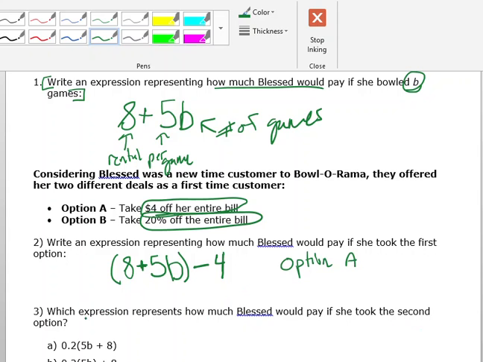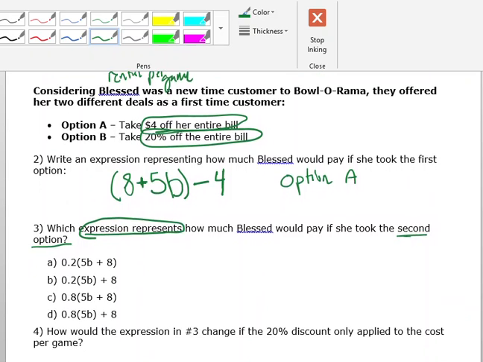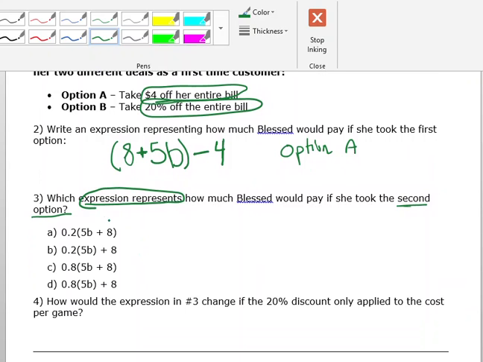Which expression below represents how much Blessed would pay if she took the second option? All right, and so a reminder that the second option is 20% off. Let's come down here. So I have 5b plus 8, still in my parentheses, times 0.2. So that will give me 20% of that cost. And then I have 0.2 times 5b plus 8. I actually really do need this whole expression in these parentheses, so I can get rid of that immediately.